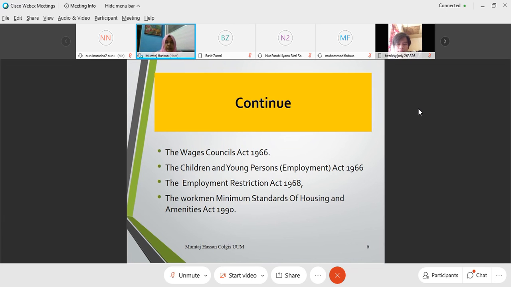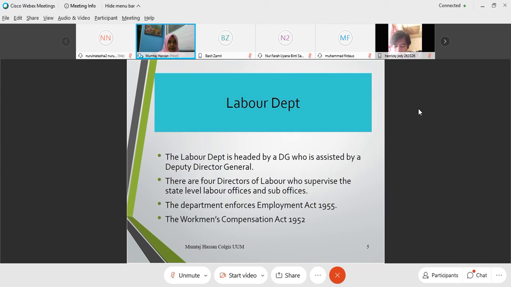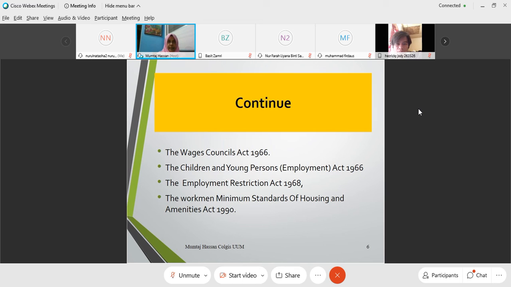Workmen Compensation and also the Wages Council Act, Child and Young Persons Employment Act, Employment Restriction Act, the Workmen Minimum Standard of Housing and Amenities Act. Okay, but we will not study all these. Just to let you know that besides the Employment Act and the Workmen Compensation Act, the Labour Department also enforces these acts. So if you want to do any project paper or get information, you must know where to look. You can go to the Labour Office to get more information on these acts also.